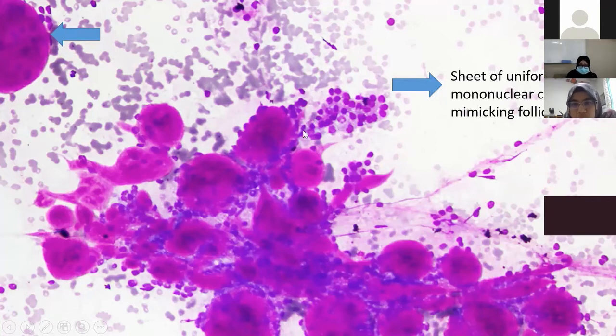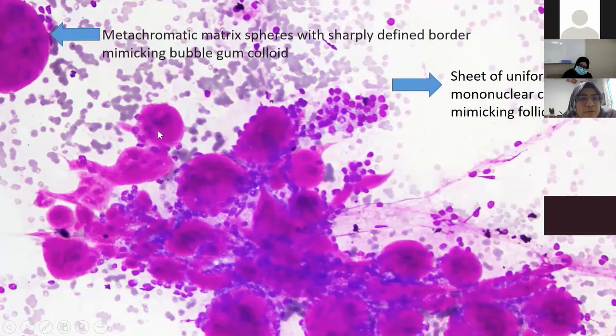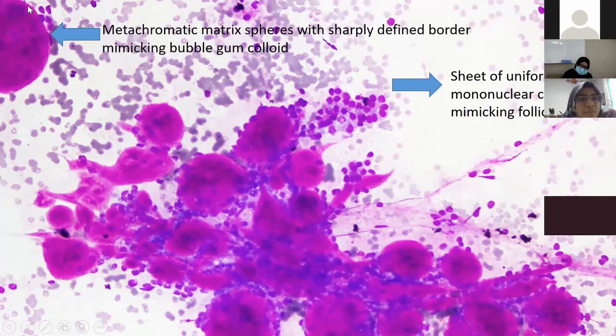And these cells were initially described as follicular cells. So this is really mimicking, mimickers for the follicular cells. And if you can appreciate, this pinkish material is the metachromatic matrix spheres, typically described as having sharply defined borders. This was described as bubblegum colloid, some bubblegum colloid appearance in follicular thyroid carcinoma.